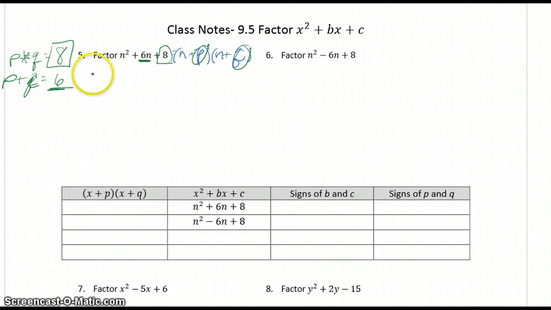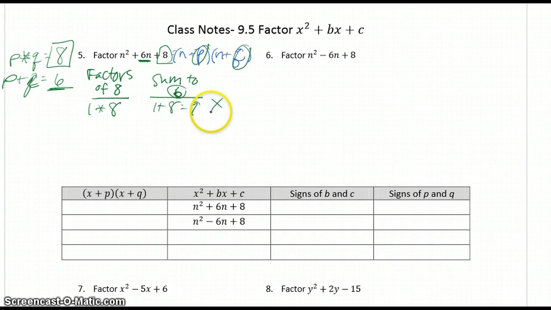So we're looking for the factors of 8 that also sum to 6. That's our goal. For the factors of 8, I always start with 1 and go up from there. So 1 times 8 gives me 8, and 1 plus 8 gives me 9, not 6, not what I'm looking for. Next, I'm going to try 2 times 4 gives me 8. 2 plus 4 gives me 6.